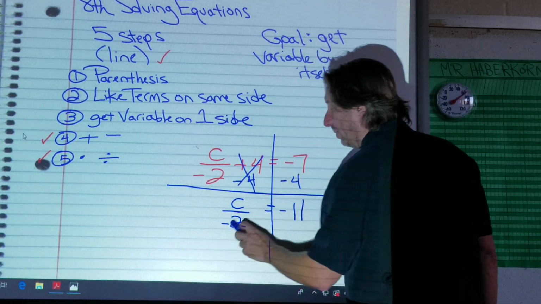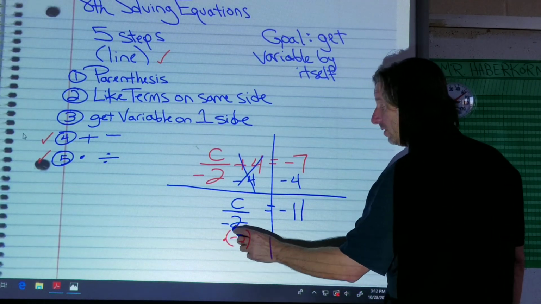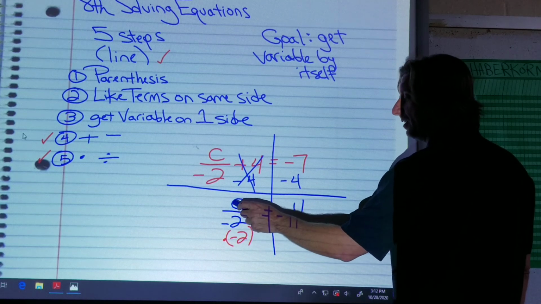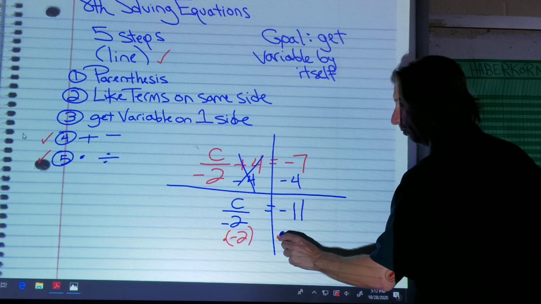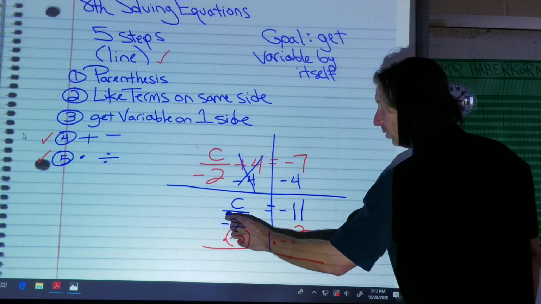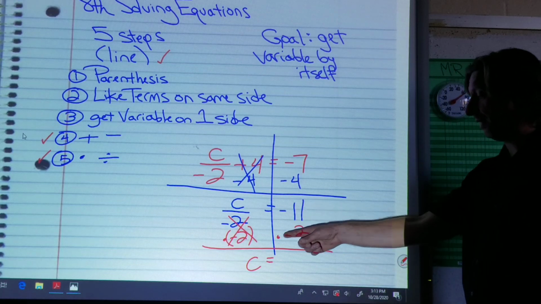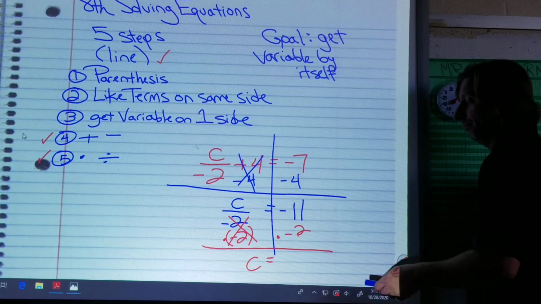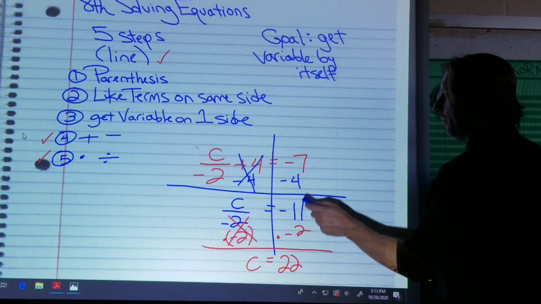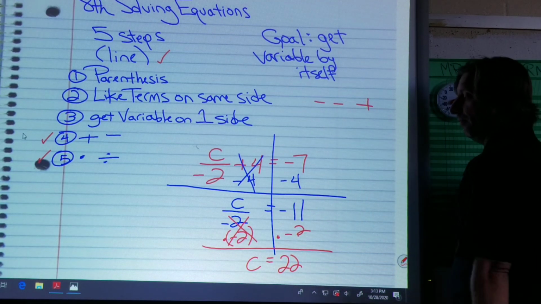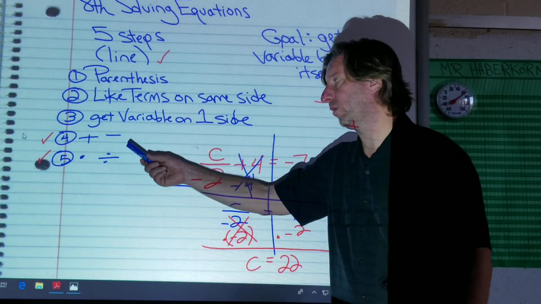All right, so c divided by negative 2, the opposite of that is times negative 2. Don't forget the negative. It's not a positive 2. That's c divided by negative 2. So times negative 2. Those cancel out. Oh, we're done. What's a negative times a negative? It's positive. 11 times 2 is 22. Once again, negative times a negative is a positive. So c is 22.